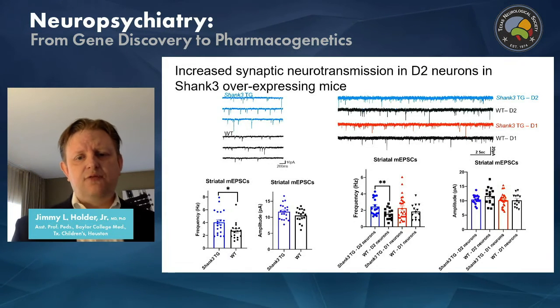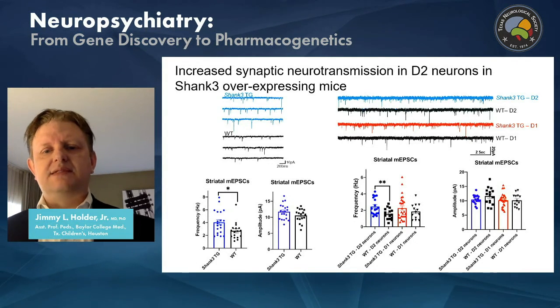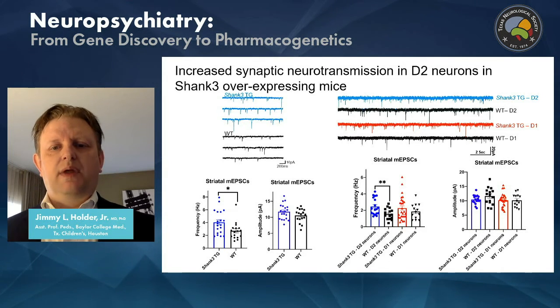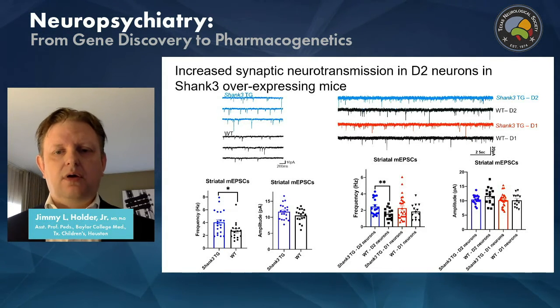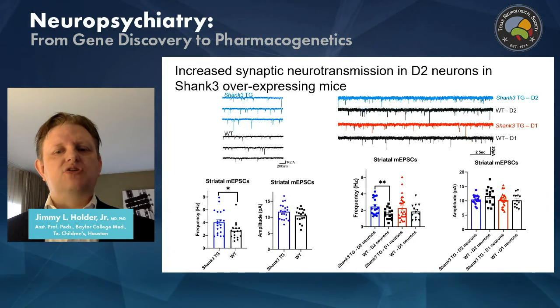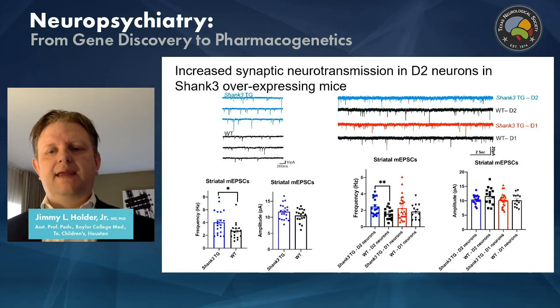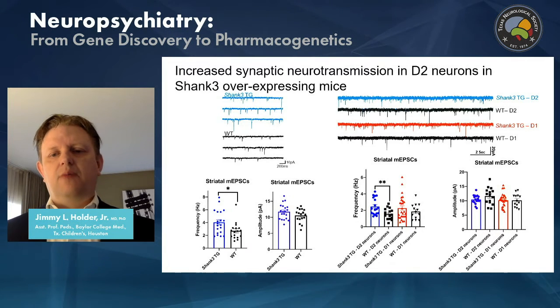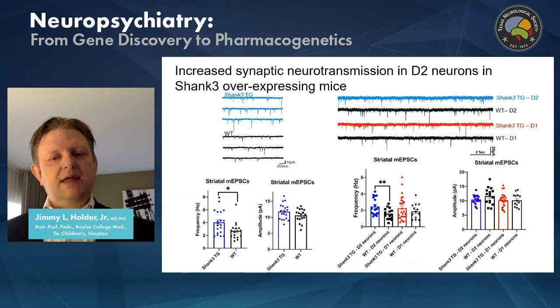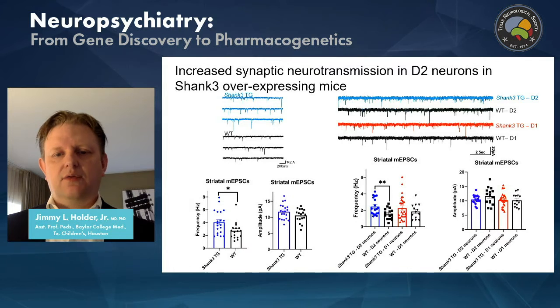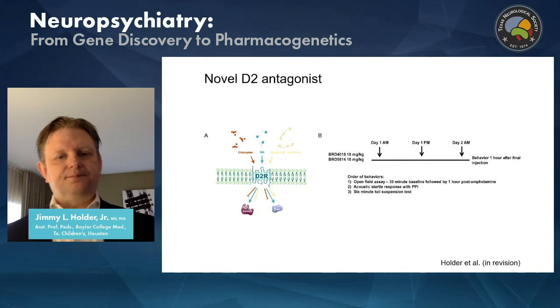What we found was that for D2 neurons, there was the same increase in frequency of miniature EPSCs that we had previously seen in the bulk measurements, but there was no significant change in D1 neurons. And again, we found that the amplitude of miniature EPSCs in both D2 and D1 neurons was normal. So again, suggesting dysfunction specifically of D2 neurons within the Shank3 overexpressing mice.